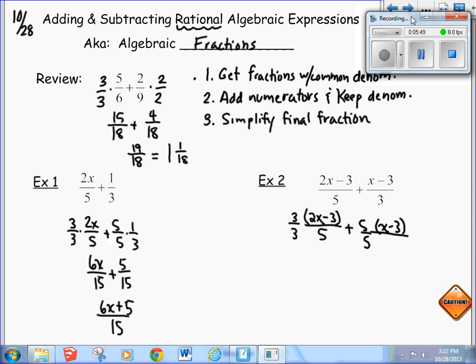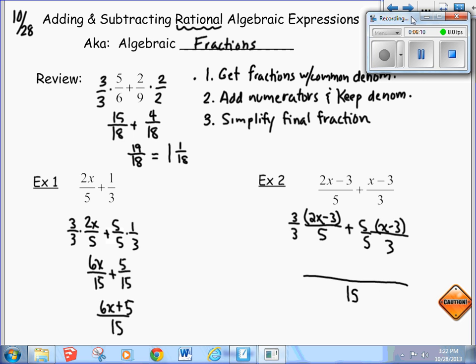And again, make sure you put your numerator in parentheses, because you have to multiply that 5 by both parts of that numerator. All right, so now we know that we have our common denominator of 15ths in both fractions, so we can write this all as 15ths.